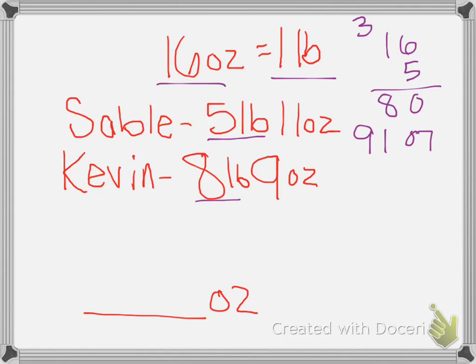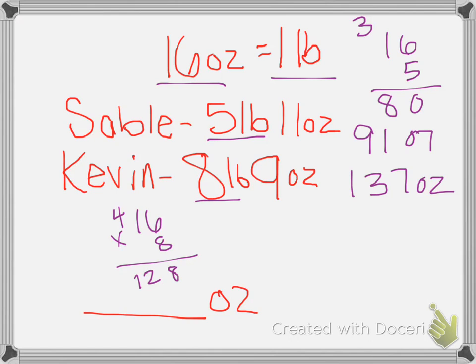Okay, same here. I have 8 pounds. I want to change it to ounces. So I would have to do 16 times 8. 8 times 6 is 48. 8 times 1 is 8. Plus 4 is 12. That's 128. Plus 9 is 137 ounces.